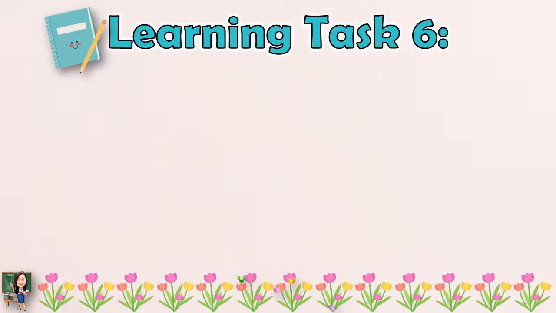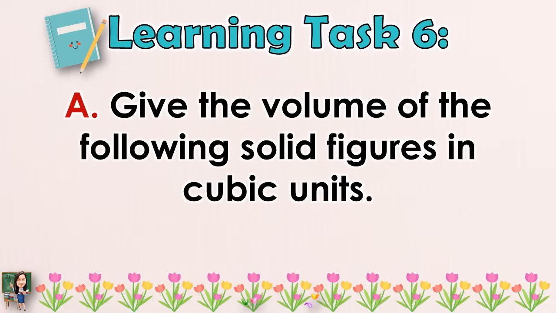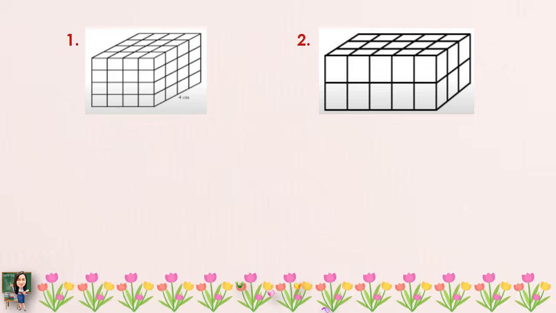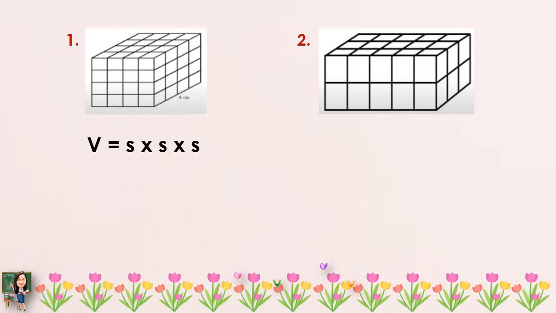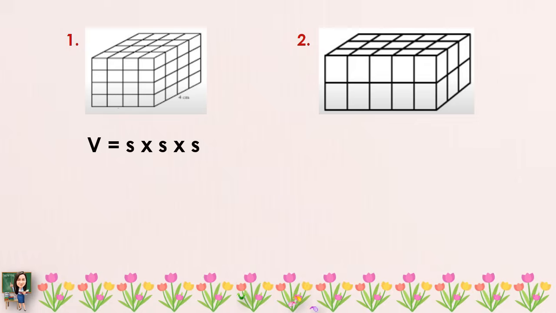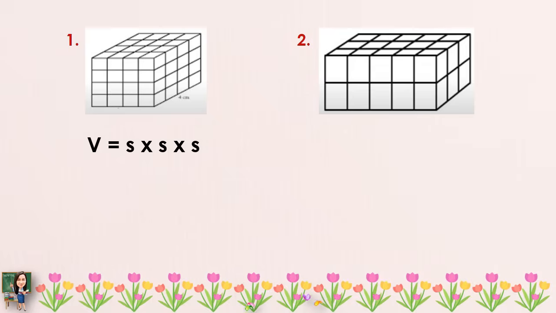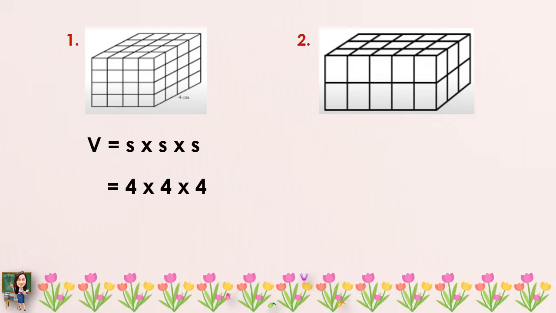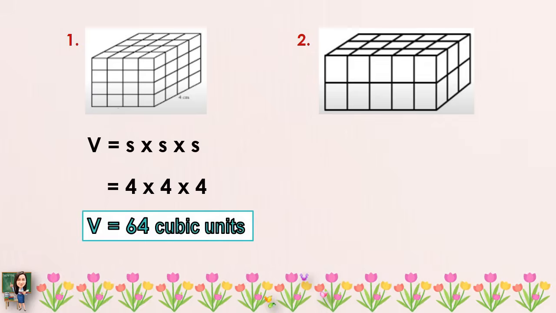For learning task 6, letter A, give the volume of the following solid figures in cubic units. Number 1, this solid figure is a cube. The formula is side times side times side. The measure of each side is the same. So the sides are 4 times 4 times 4. So therefore, the answer is 64 cubic units.